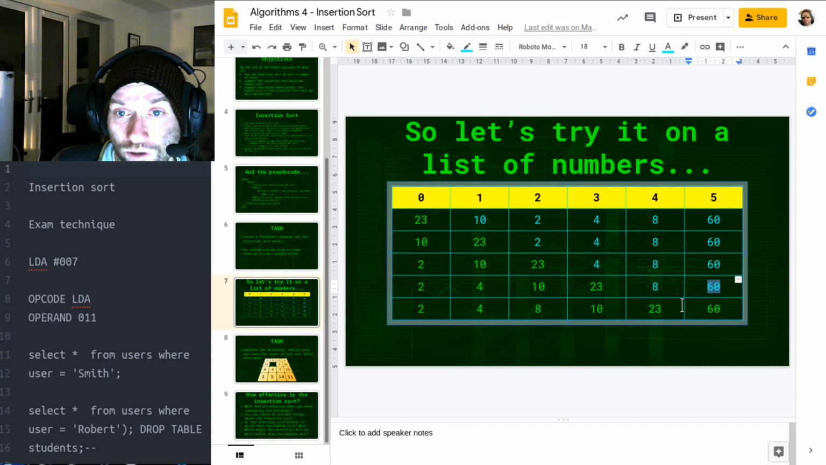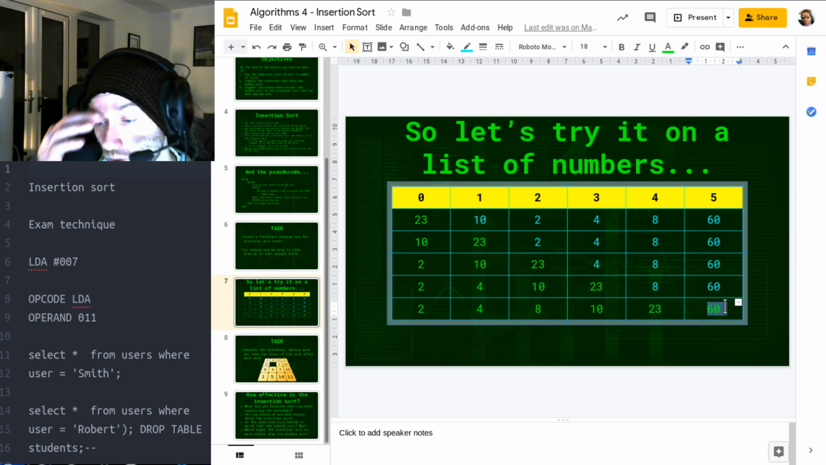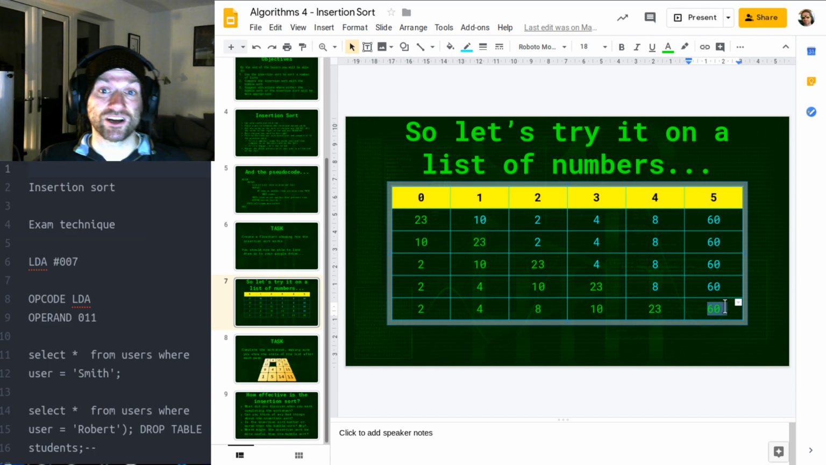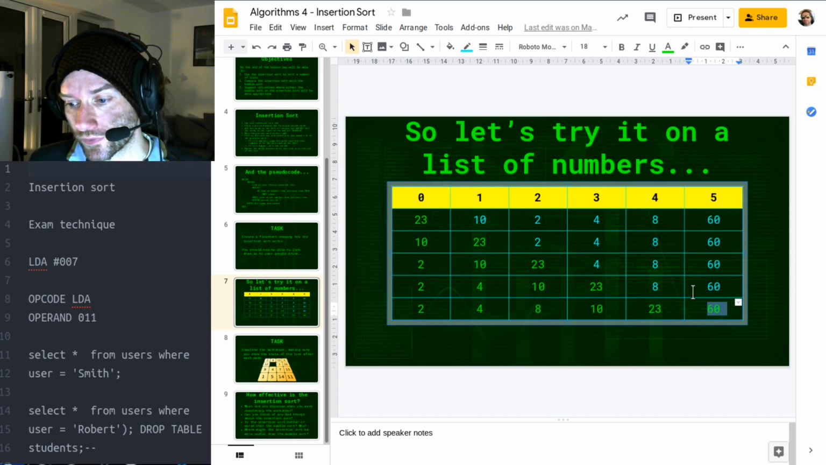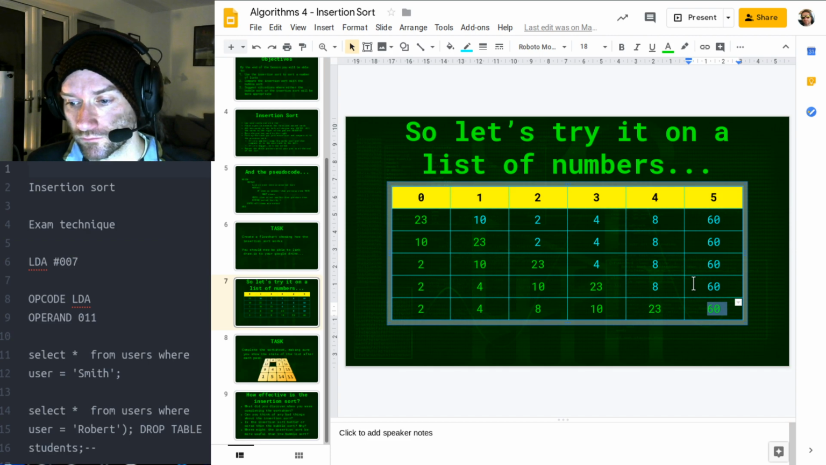We don't need to work out where that goes in this example because it is already where it needs to be. That's it. The insertion sort is really super simple. It's just a case of looking at the next number in the unsorted list, finding out where it goes in the sorted list, and following down. That's it. Okay?